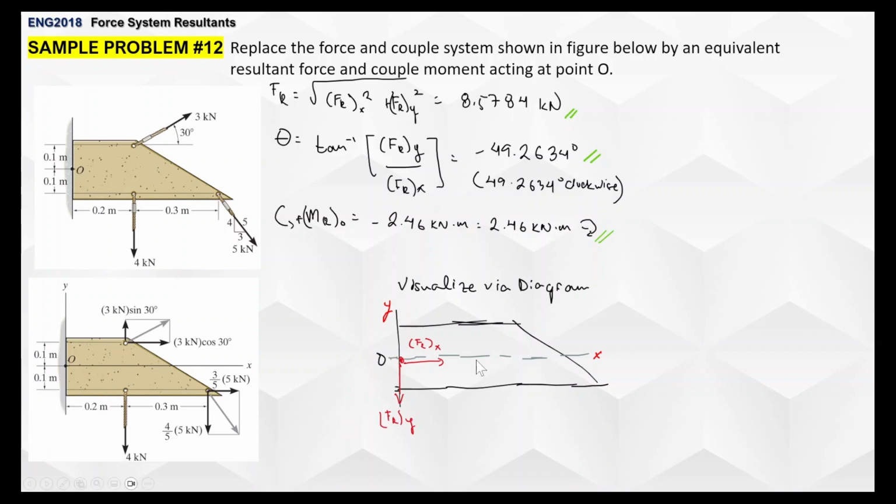And then that's the resultant. This is a resultant force sub X and resultant force sub Y. This is our resultant force, and then it's theta. And then the resultant moment is here, which is clockwise, so it's negative. Okay.